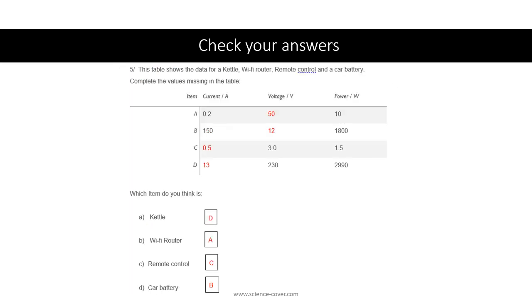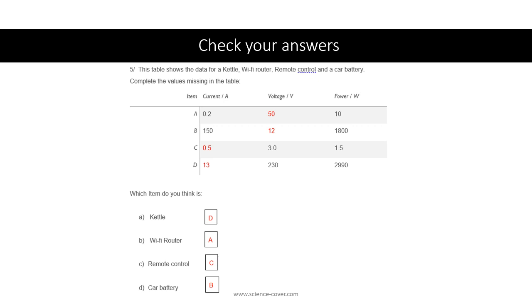Question 5. This table shows the data for a kettle, Wi-Fi router, remote control, and car battery. Complete the missing values in the table. So for A, we were looking at 50 volts being the missing value. B, the missing value was 12 volts. C, the missing value was 0.5 amps. And D, the missing value was 13 amps.